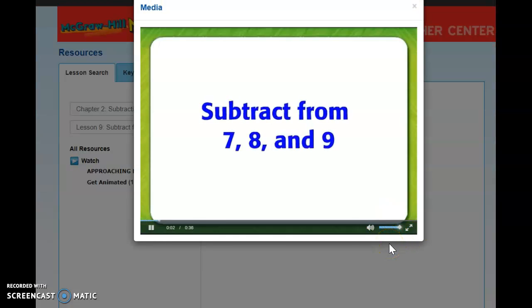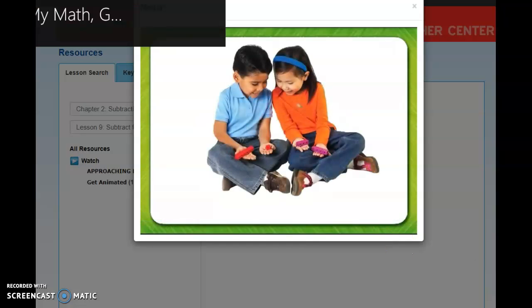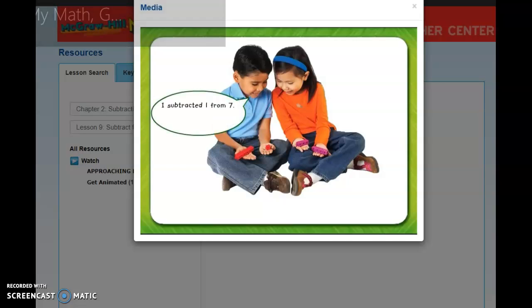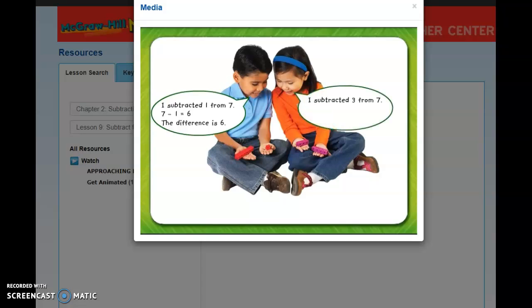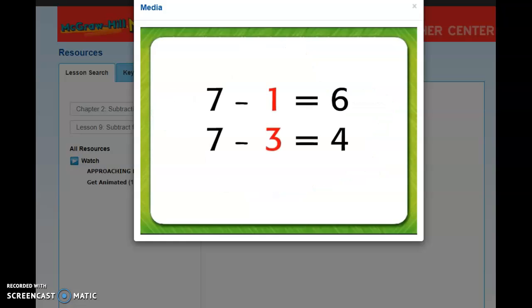Subtract from 7, 8, and 9. There are many ways to subtract. 1 from 7. 7 minus 1 equals 6. The difference is 6. 7 minus 3 equals 4. The difference is 4. Both be subtracted from 7.